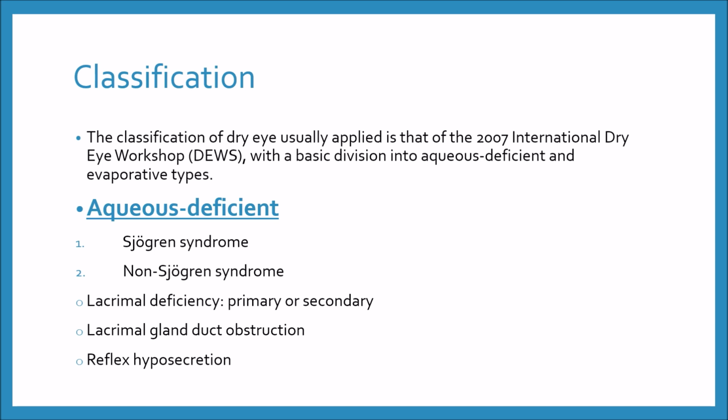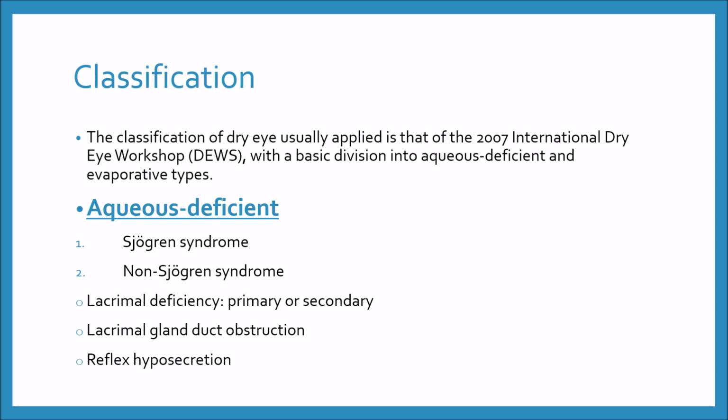Now, lacrimal deficiency, primary or secondary. The primary, for example, age-related dry eye, congenital alacrima, familial dysautonomia, or secondary, for example, inflammatory and neoplastic lacrimal gland infiltration, acquired immunodeficiency syndrome, graft versus host disease, lacrimal gland or nerve ablation.